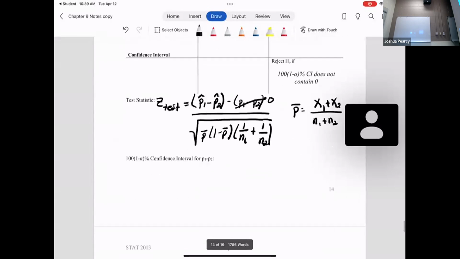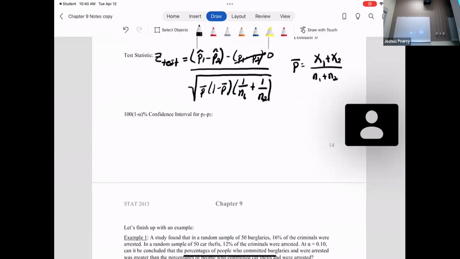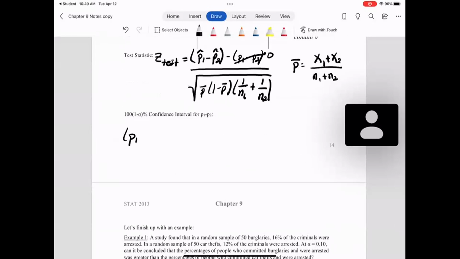Now the confidence interval formula. Still have the same point estimate.